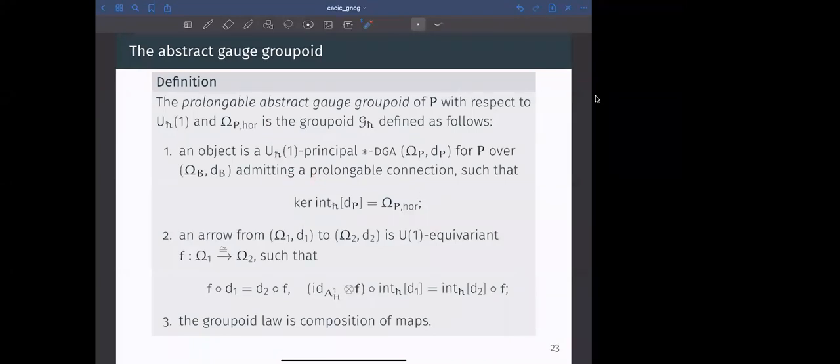So the objects of the groupoid are going to be principal star DGAs for P over the choice of calculus on the base, admitting a prolongable connection, whose algebra of horizontal forms recovers the fixed choice of horizontal calculus. And we're going to declare an arrow from one such DGA to another to be a U1 equivariant graded star isomorphism of star DGAs, which may be non-trivial on the base, such that F restricts on basic forms to the identity. It intertwines the exterior derivatives, and it intertwines the interior product with a single fundamental vector field. And then the groupoid law is just composition of maps.